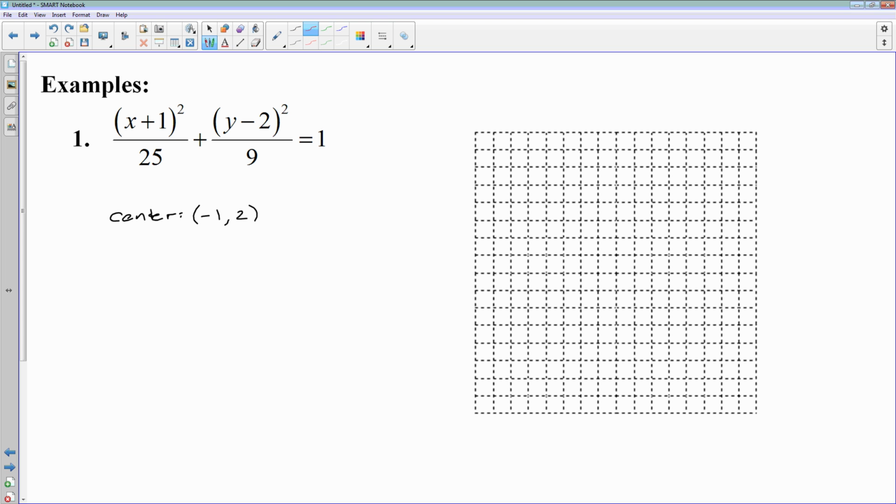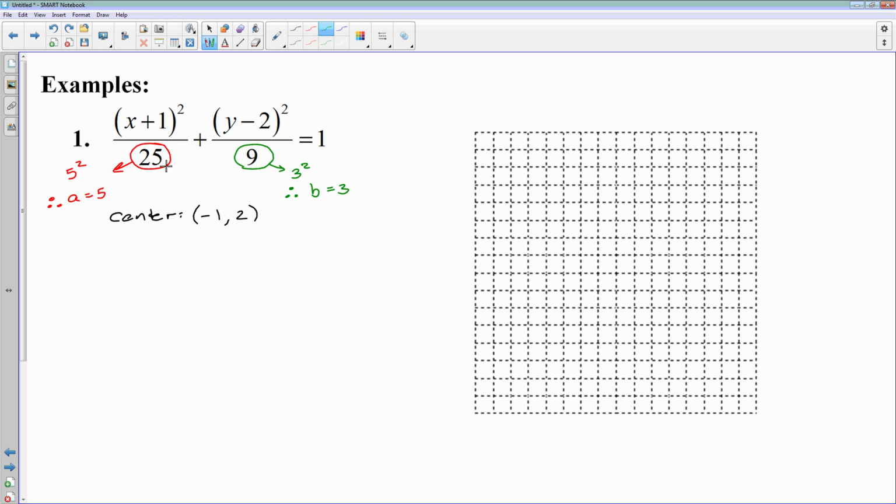Then I'm going to find my a and my b. My a is the larger number, and I notice that underneath my x is 25. 25 is 5 squared. That means a is equal to 5. And then I look under my y term, my smaller number is 9. 9 is 3 squared. Therefore, b is equal to 3.